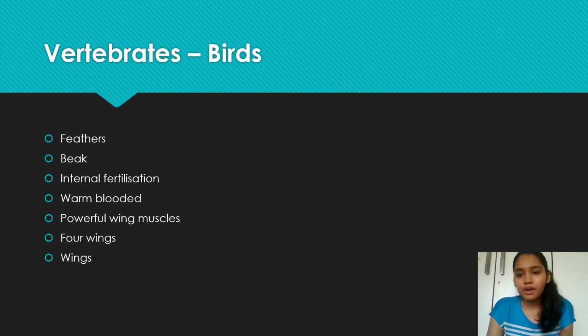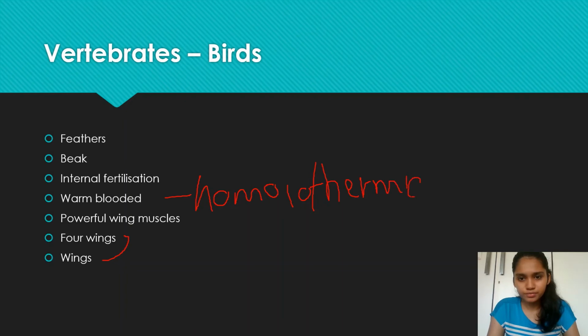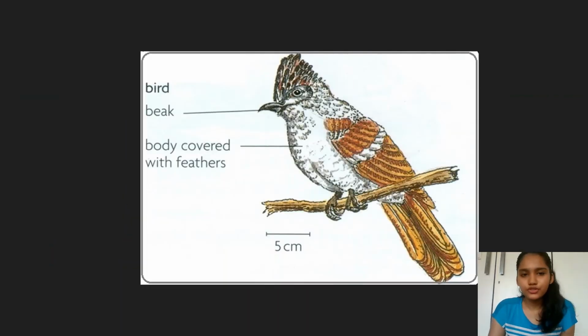Okay, then you have vertebrates, which are birds. They have feathers, beak, internal fertilization, powerful wing muscles, and wings. So warm-blooded. Now this is a concept which is what they are called, homeothermic. This is a weird spelling. This is basically warm-blooded, which we are as well. Regulate body temperature. Yeah, not seen this in many papers, but know the features and you're good to go. This is just a summary. You can go through this. I will put the PPT down below as well.